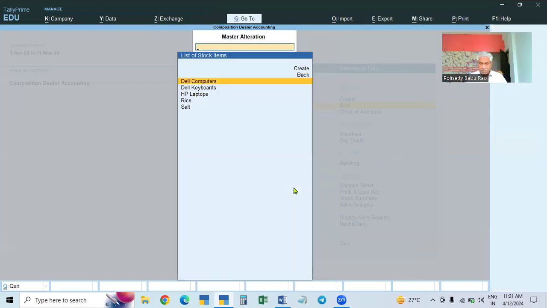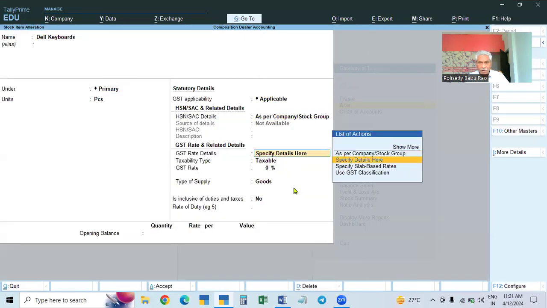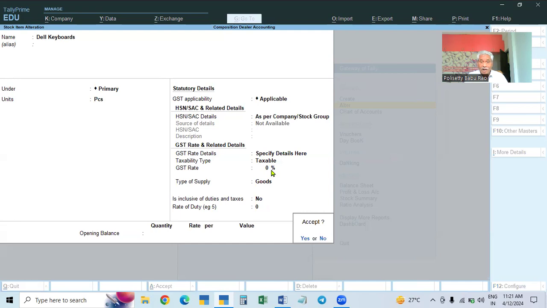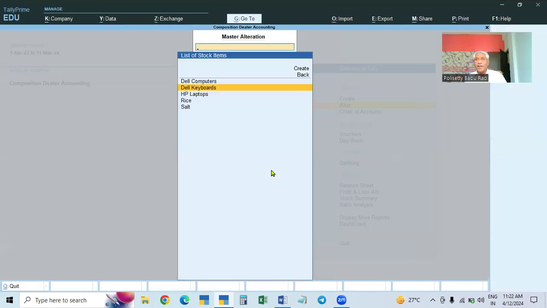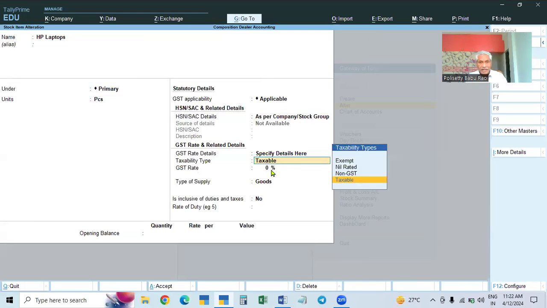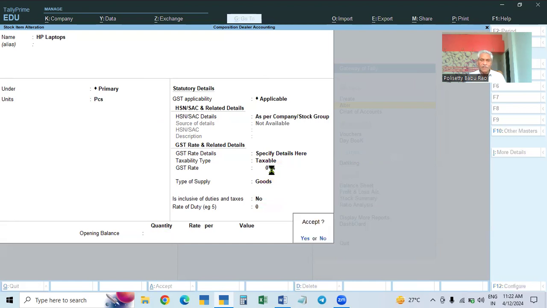Okay, this is over. And the next one is Dell keyboards. These are the same thing, pieces, applicable, and here it is also taxable goods. Rate, you need not give the rate because we are not bothered about the rate. Even if you give the rate, no problem. Okay, this is over. Then HP keyboards, HP laptop. This is the same thing, taxable, and you don't give the rate.